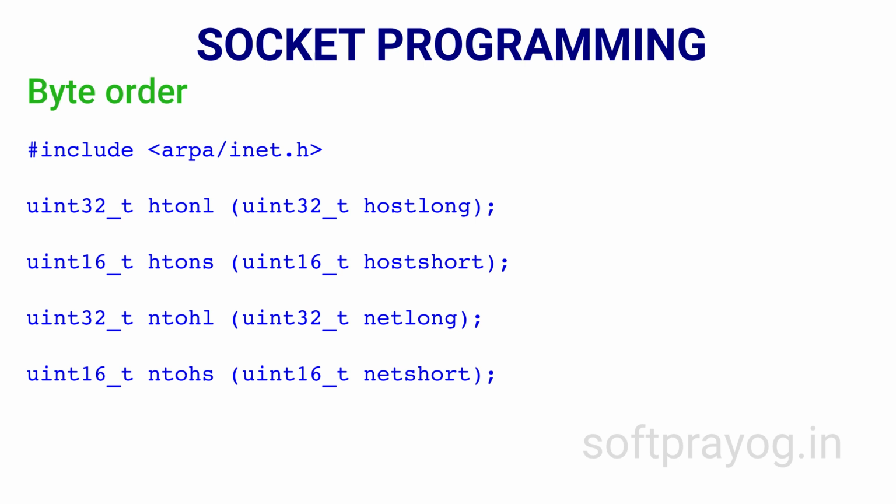All numbers should be sent on the network in the network byte order. There are utility functions to convert from the host byte order to network byte order and vice versa. htonl and htons convert 32 and 16-bit unsigned integers respectively from the host to network byte order. Similarly, ntohl and ntohs convert 32 and 16-bit unsigned integers respectively from the network to host byte order.